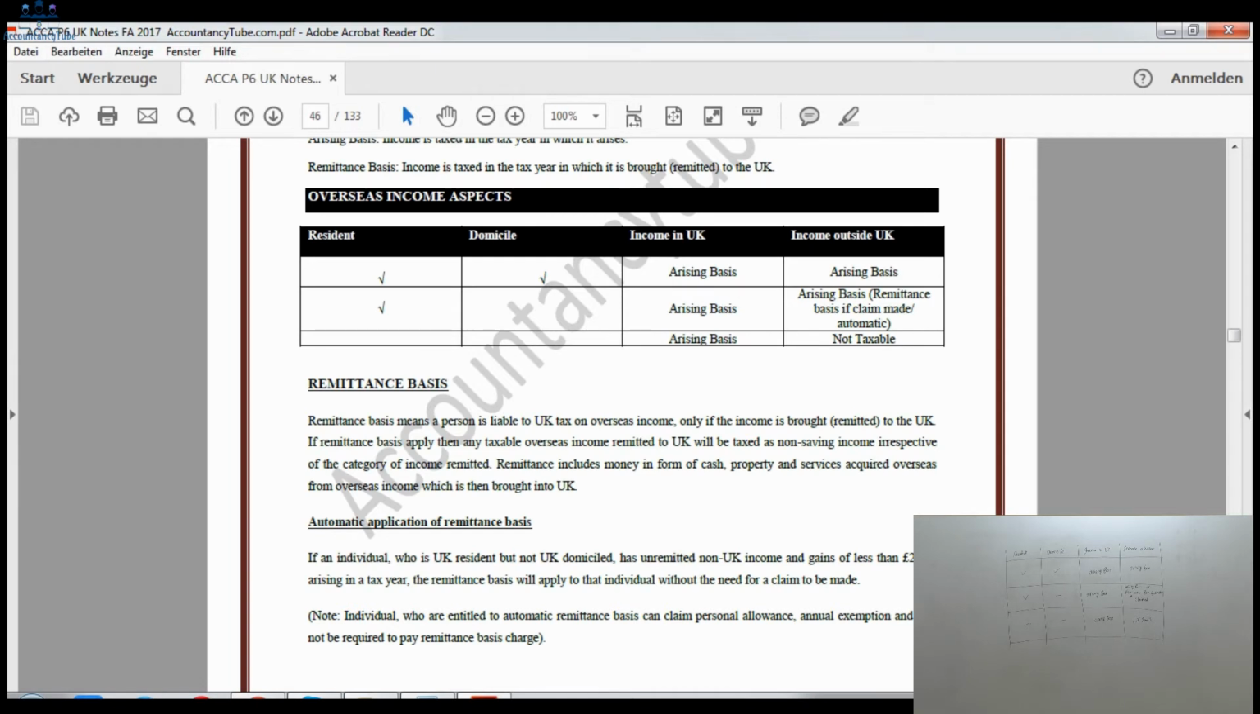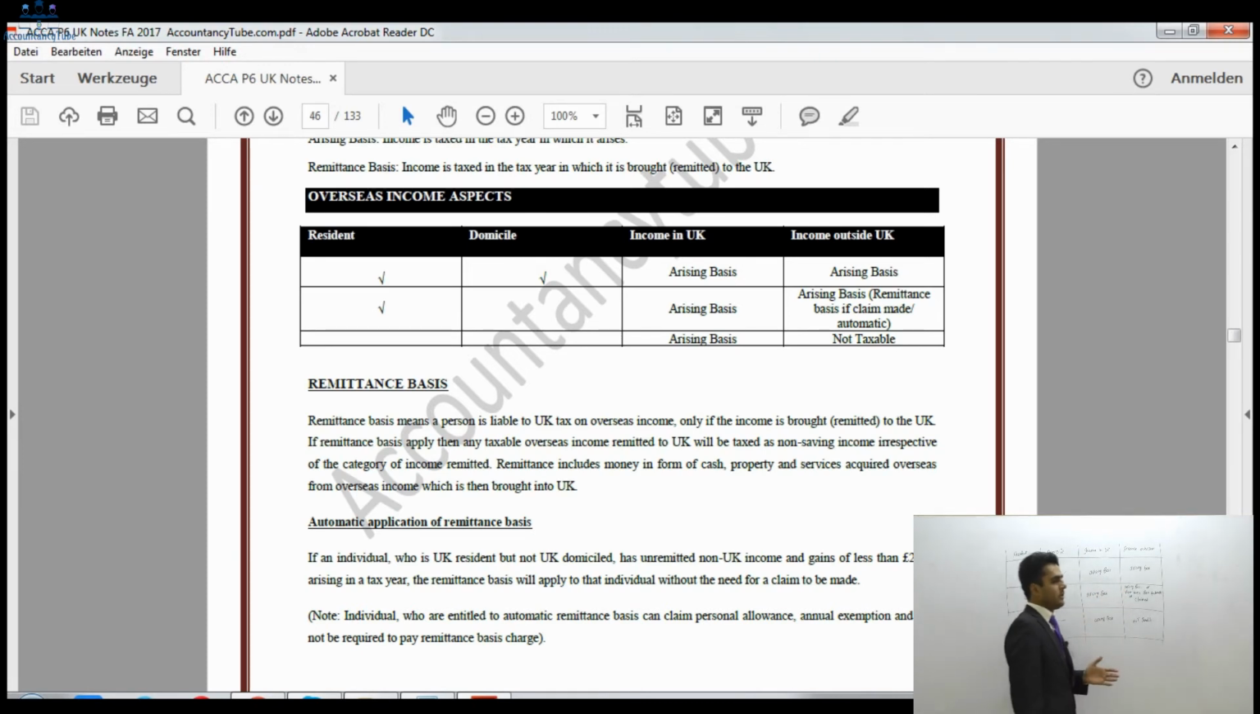The second scenario tells me you are resident in the UK but you are not domiciled in the UK. For example, if I live in the UK but I'm not a national of the United Kingdom, then this is my scenario. I'm living in the UK but I'm not a UK national. So I'm resident but I'm not domiciled. In my scenario, although, as I said earlier as well, income in the UK will always be taxable, doesn't matter what happens, the overseas income will be on an arising basis, but I might choose remittance basis.